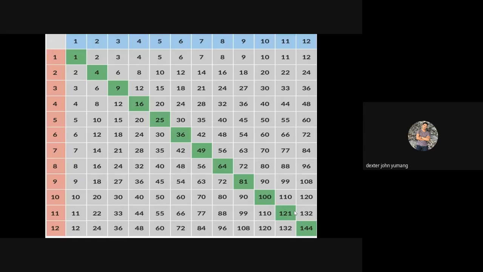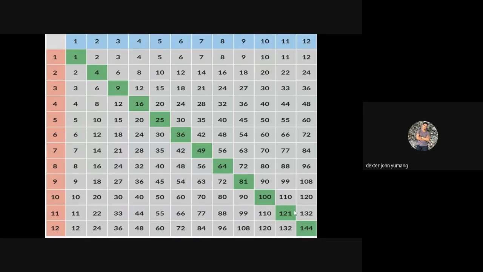Square root of 87. I-type nyo sa chat box anong sagot. Kahit number na lang. Sabi po ni Pearl, 81 and 100. Ano po yan? 81 and 100, which is 9 and 10. Tama. Very good. That is correct.